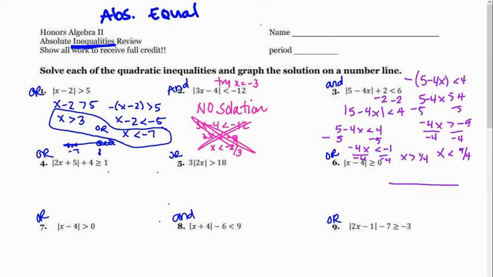So if I graph this one, 9/4 would be up here. It looks like I did okay because I did get an "and" statement. So I would write this like this would be my final answer.